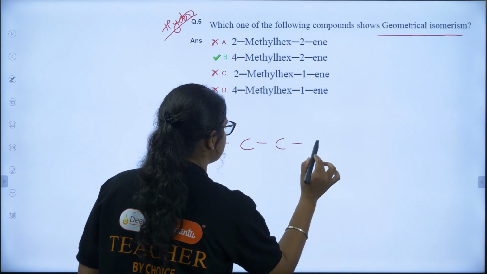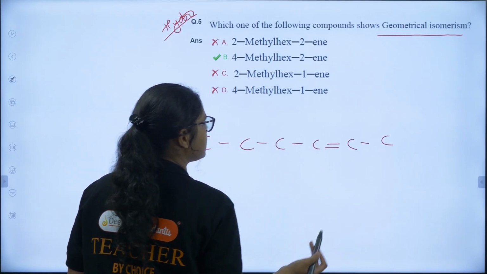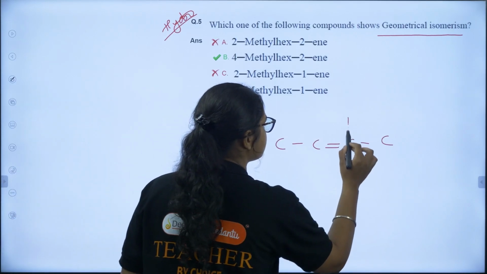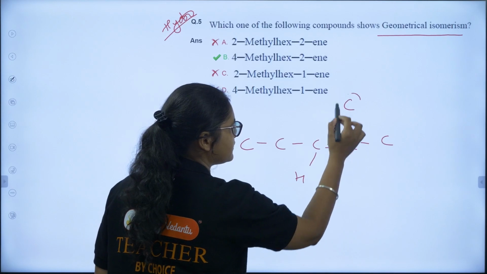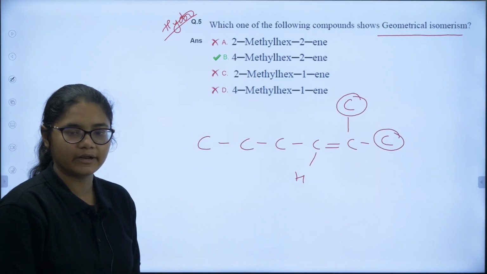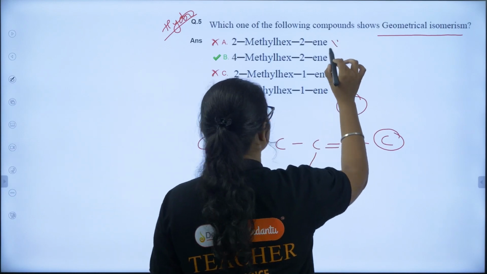So first I'll do this one. So 1, 2, 3, 4, 5 and 6. On the second carbon we have the double bond, and then on this one we have 2-methyl. Now if you see this side, on this carbon, this group and this group are the same, methyl group, right? In that case they will not show geometrical isomerism. So this option is incorrect.